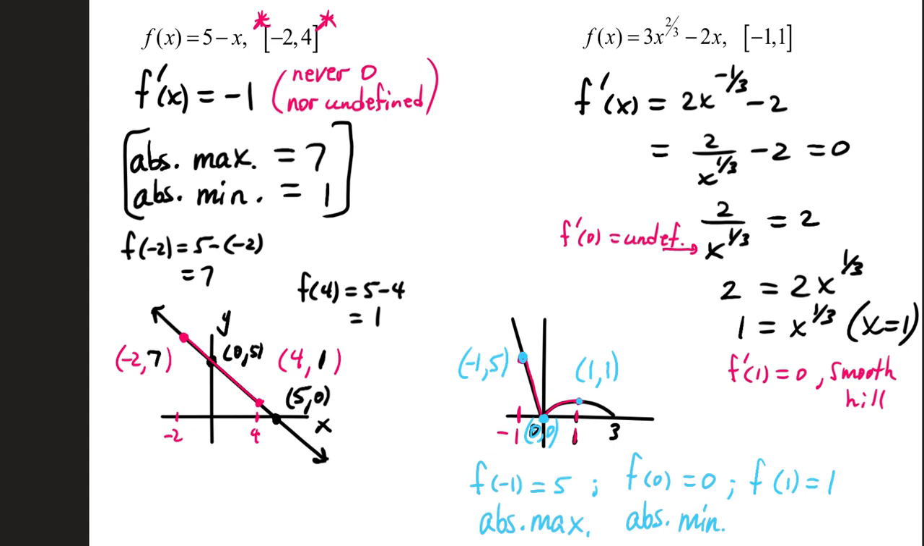So you take your derivative, find out where the derivative is 0 and/or undefined. Those are your critical numbers. You will take your original function and plug in both of your interval endpoints. You'll also sub in any critical numbers. And then once you've got that list figured out, your largest answer is your absolute maximum, your smallest answer is your absolute minimum.